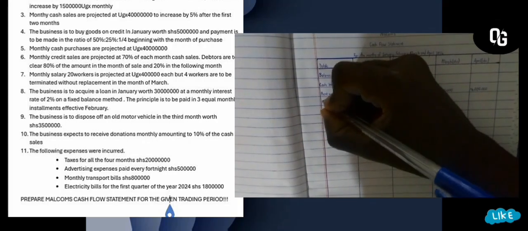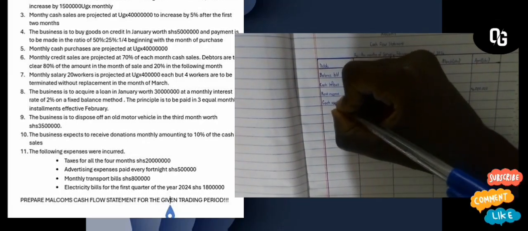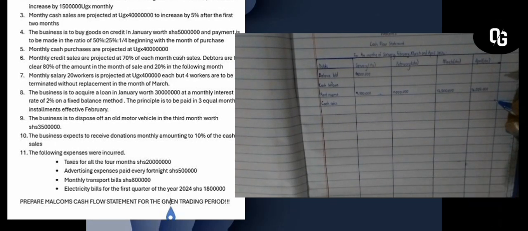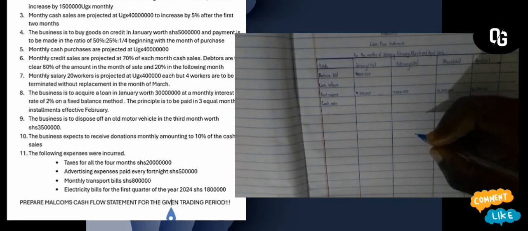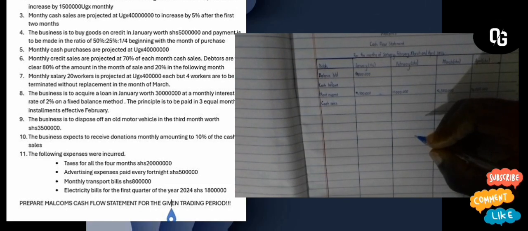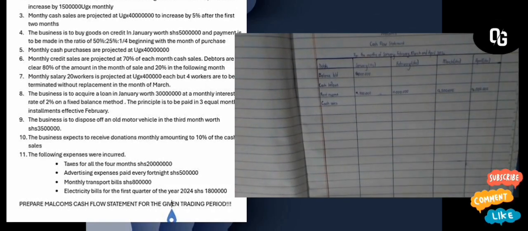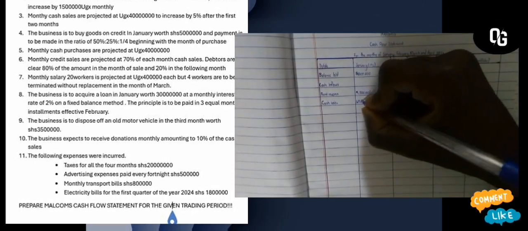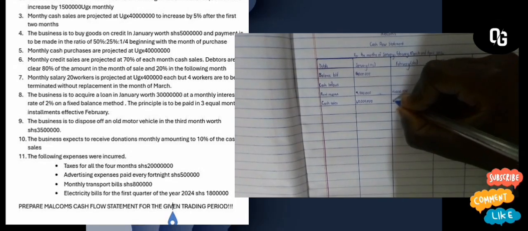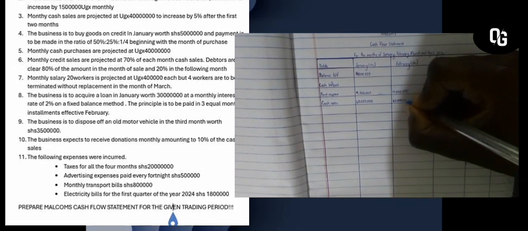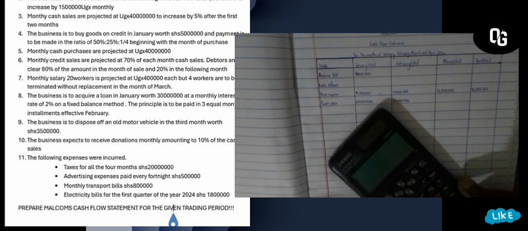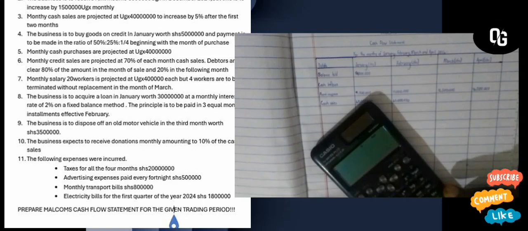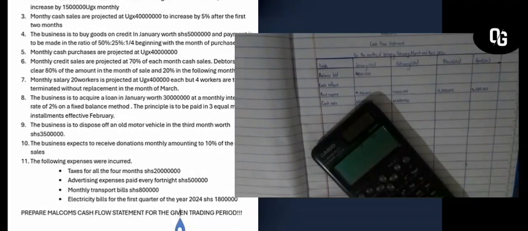The second transaction says monthly cash sales are projected at 40 million Ugandan shillings and are to increase by 5% after the first 2 months. So in the first 2 months, the monthly cash sales are 40 million and 40 million, and when they increase by 5%, there will be 42 million and 42 million in the month of March and April. So 40 million for January and 40 million for February, then March and April 42 and 42.